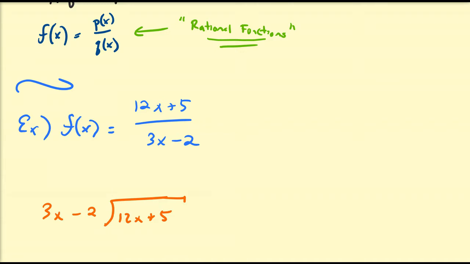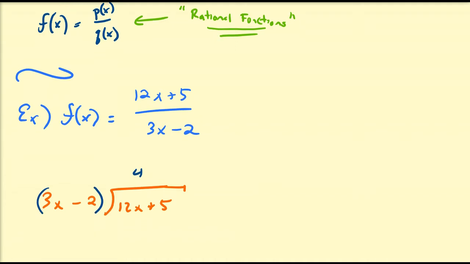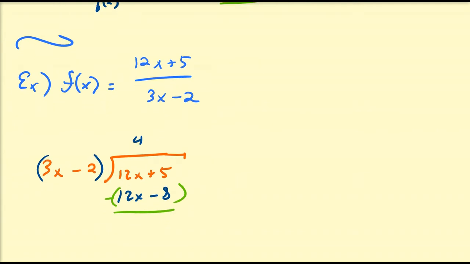Once we do that, 3x times what gives us 12x? Of course that's going to be 4. And then we're going to multiply that by 3x minus 2, and that's going to give us 12x minus 8. From here, we're just going to subtract that. So we're going to have 5 plus 8, which is going to be 13.